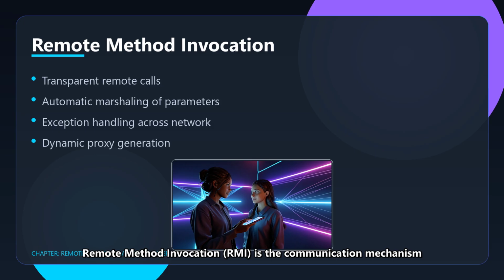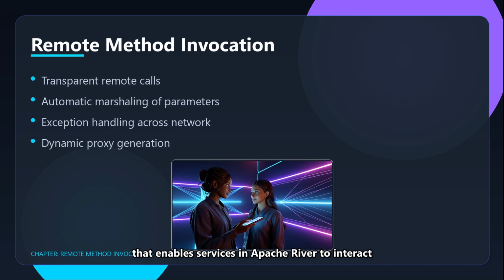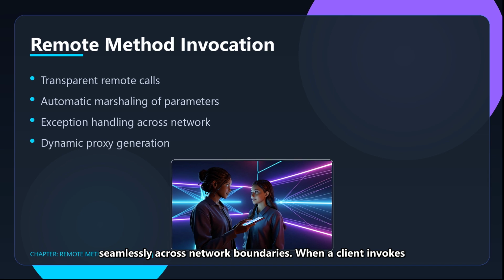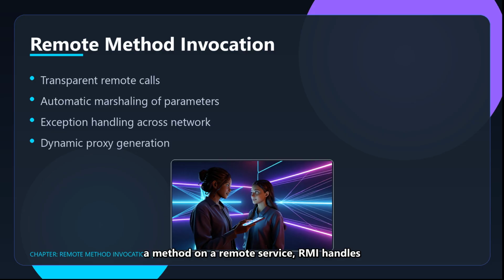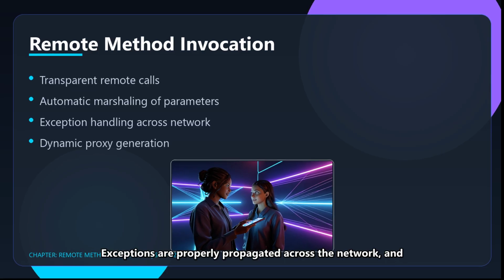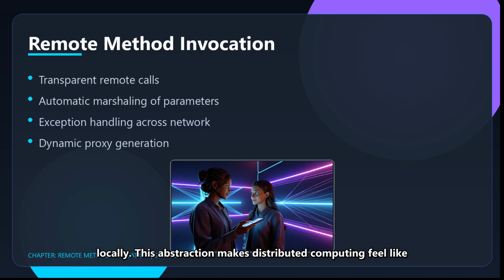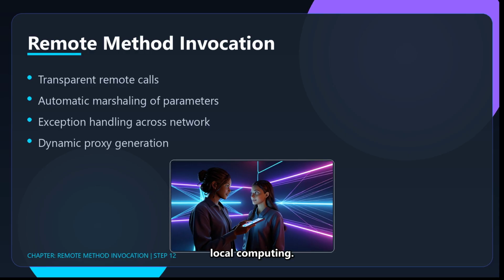Remote Method Invocation (RMI) is the communication mechanism that enables services in Apache River to interact seamlessly across network boundaries. When a client invokes a method on a remote service, RMI handles parameter marshalling, network communication, and result unmarshalling transparently. Exceptions are properly propagated across the network, and dynamic proxies are generated to represent remote services locally. This abstraction makes distributed computing feel like local computing.